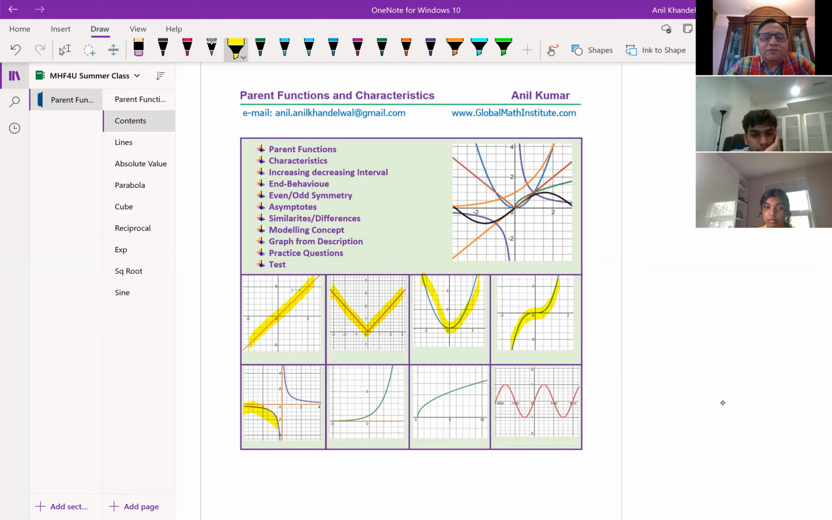This is graph of which function? Reciprocal function, 1 over x, okay? Do you recognize this graph? Exponential function, 2 to the power of x is our base parent function. This graph is of square root of x, correct? And this one? Sine x. So these are the 8 functions which we will talk about and understand their characteristics, okay? So let's begin with lines first.